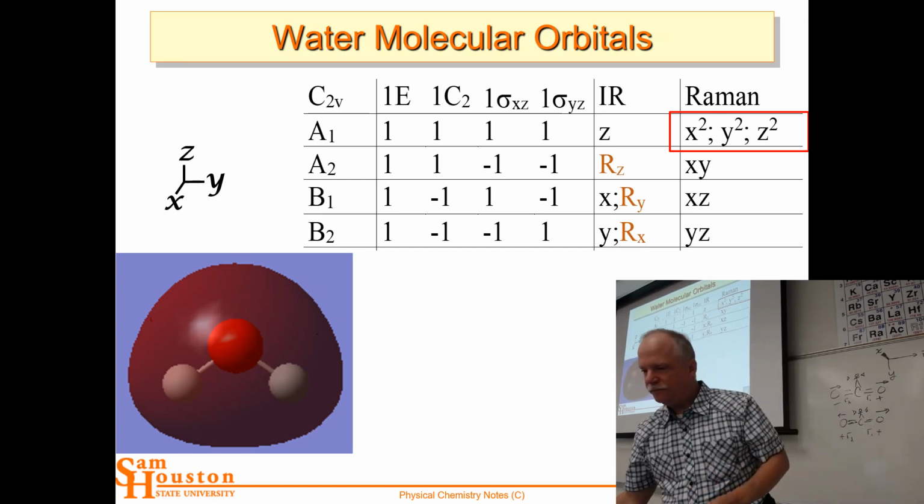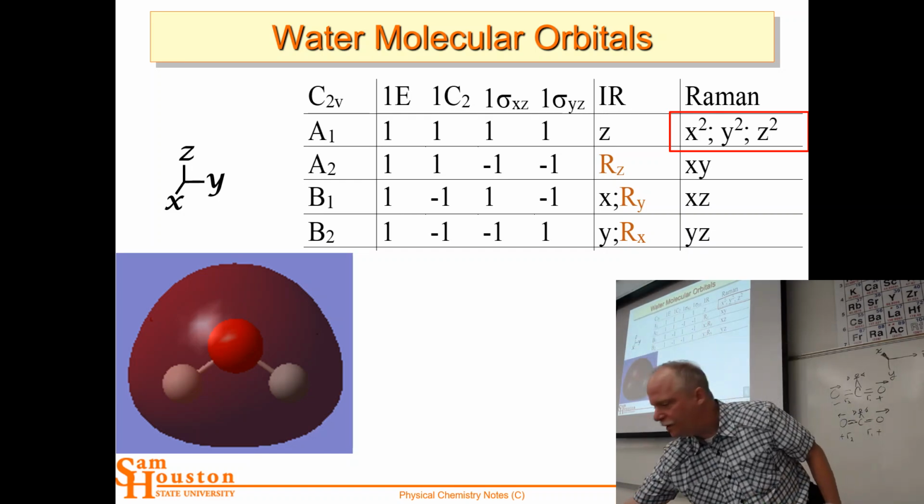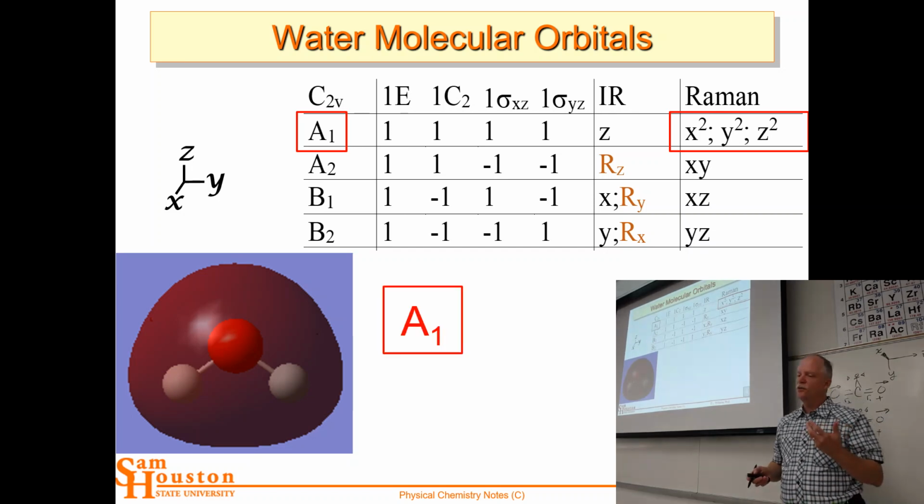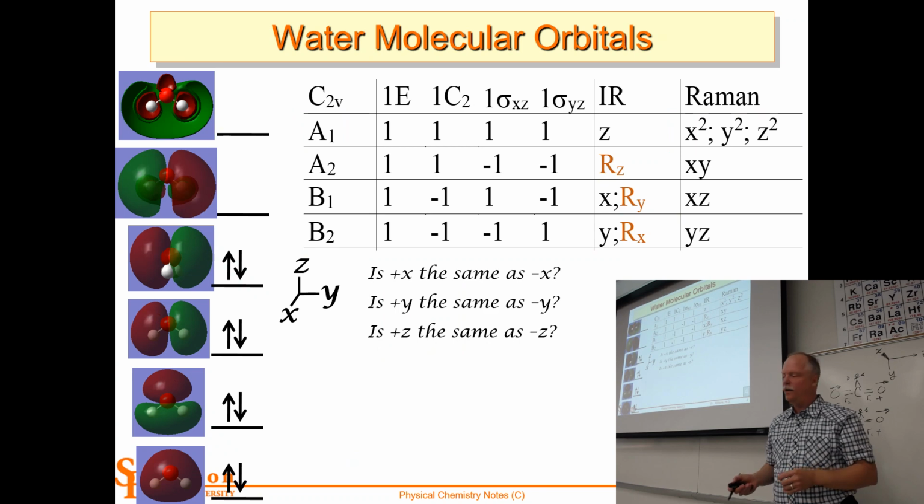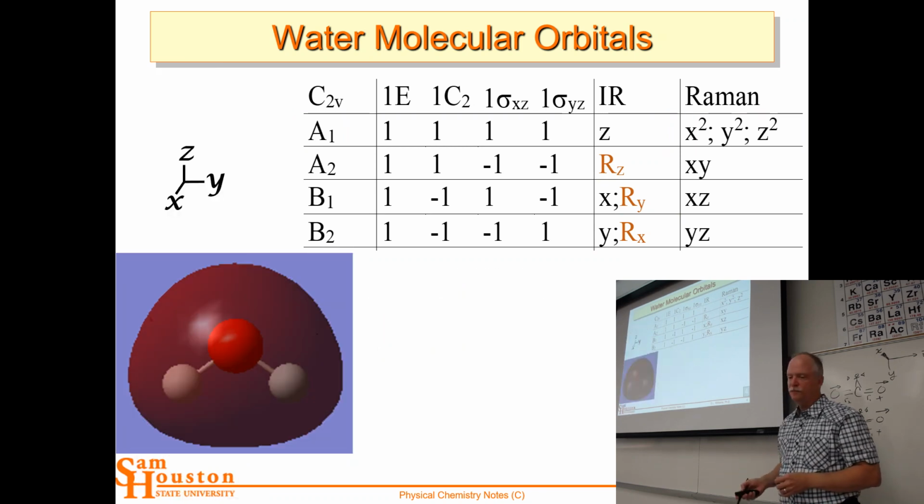Now, we follow that across, and that's going to be A1. So we would label this orbital A1. And we see that in this diagram down at the bottom. This bottom one's going to be A1.